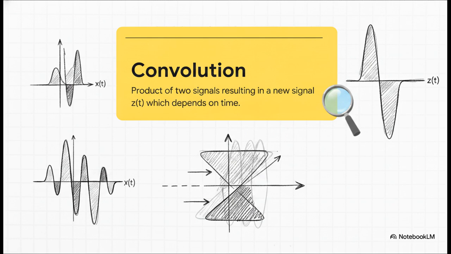Now, I know the textbook formula, integrating x of tau times y of t minus tau over all time, might look a little intimidating. But honestly, just think of it in plain English as a dynamic sliding and blending. You're basically taking one signal, flipping it around, and sliding it across the other, calculating the overlapping area at every single instant in time. Finding a direct physical equivalent for this can be tricky, sure, but this specific sliding blend is absolutely crucial for characterizing how certain systems work.